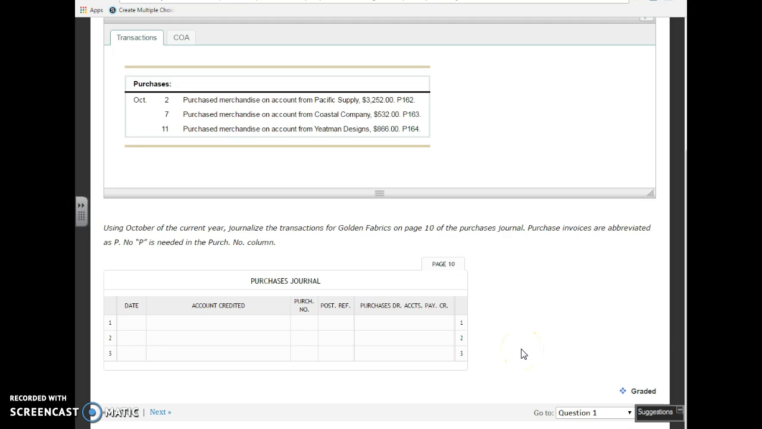Again, the only things that go onto a purchases journal are when you're purchasing merchandise on account. If you're paying cash for it, it does not fall on there. If you're buying supplies, it does not fall on there. It is just strictly merchandise that you are purchasing that you are then going to later sell.